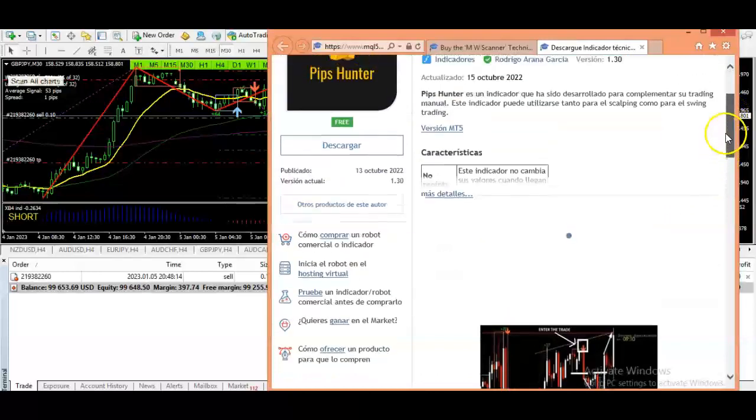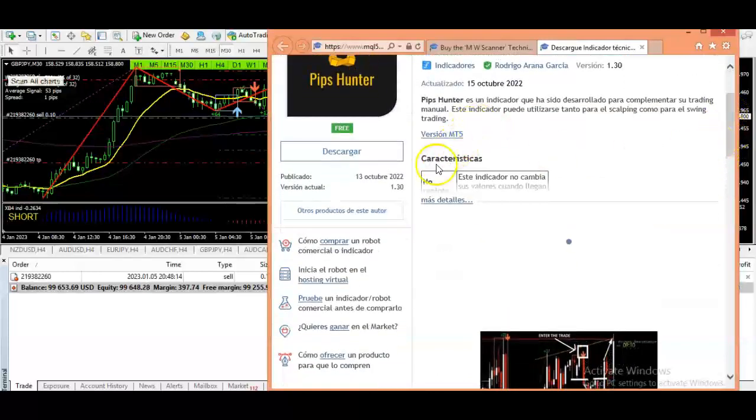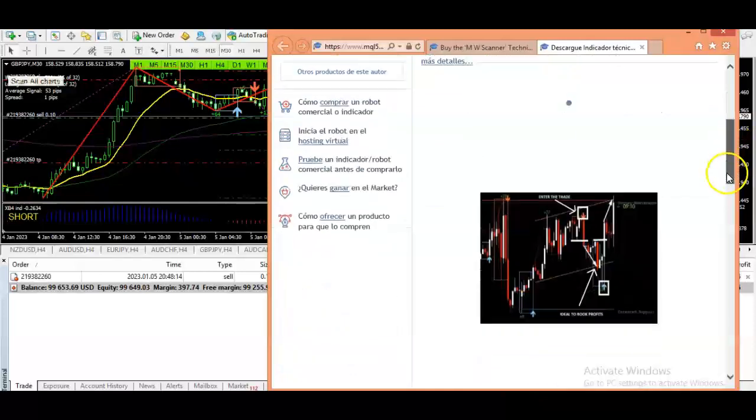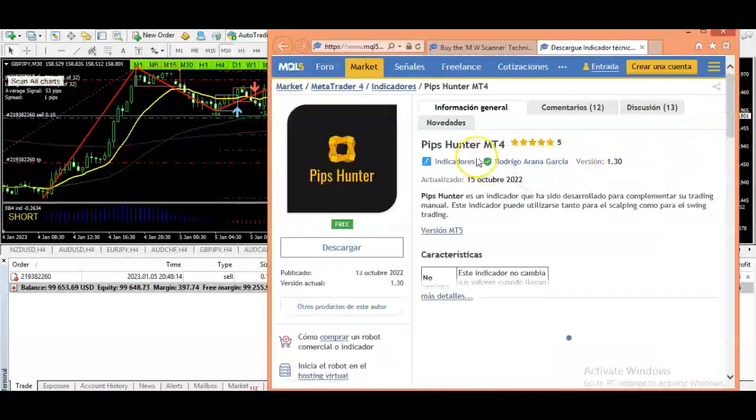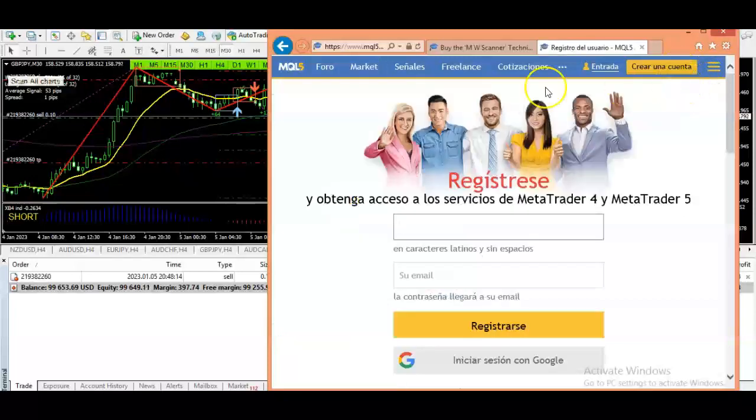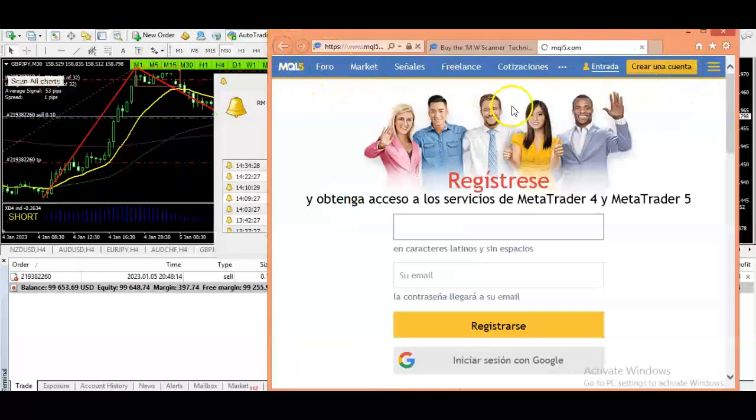I'll show you down a little bit. I got it from here. It basically is like a breakout indicator. Every time there's a breakout, it gives you an alert for you to trade that direction, and it also shows you how many pips you could have possibly made if you followed that direction.